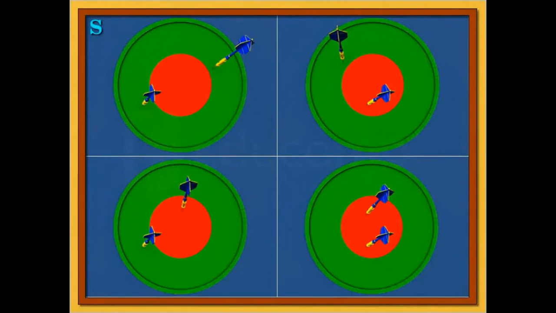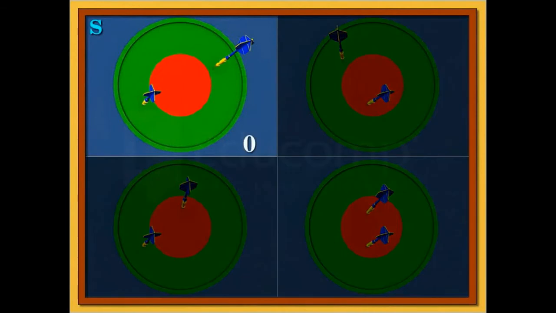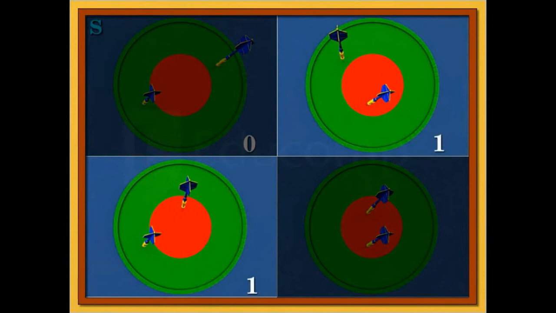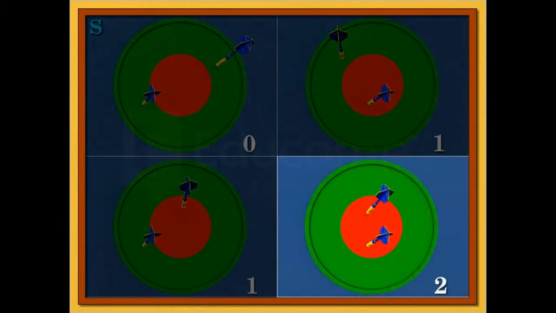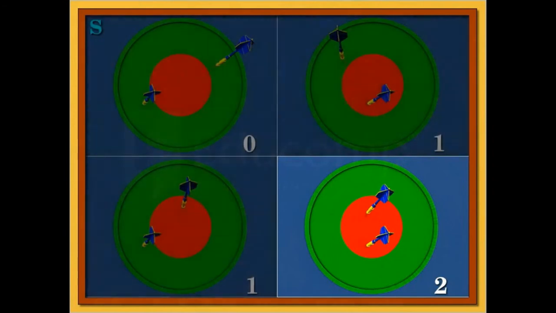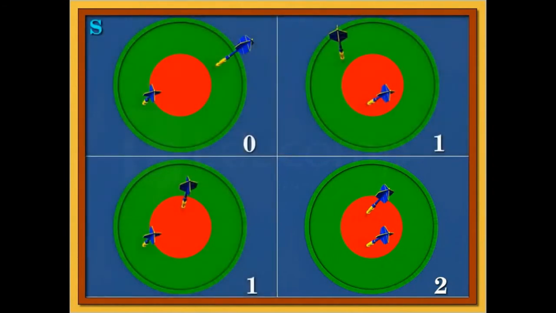Now we'll assign a numerical value to each outcome. We can assign 0 for hitting no red area in both trials, 1 for hitting the red area in one trial, and 2 for hitting the red area in both trials. The numerical values represent the random variable, say X.